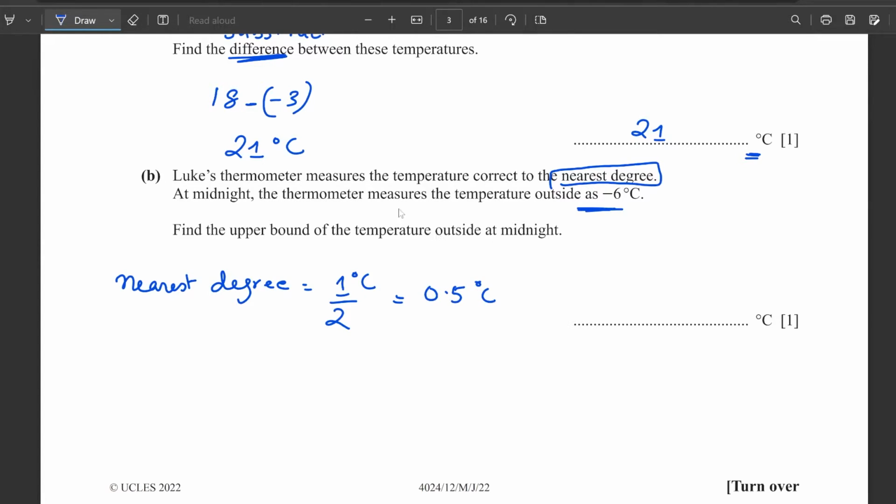Now you want to find out the upper bound. Next important information. Upper bound means that you just have to add it. Negative 6 plus 0.5, which is going to give you minus 5.5 degrees centigrade. Easy as you like. Simple as that.